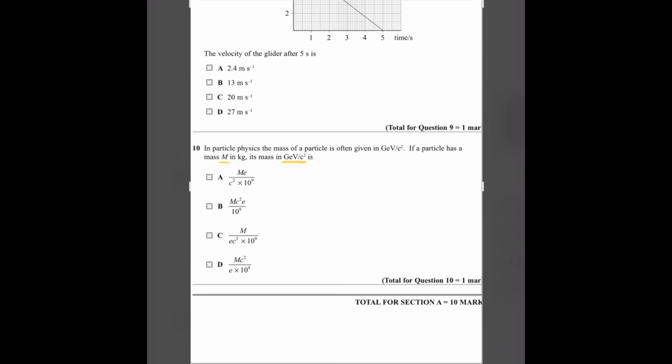So the rule is, to add a prefix, we divide. These are the prefixes. To remove a prefix, we multiply. So we have m. To add giga, we need to divide, so 10 to the power 9. To add electron volt, we also need to divide. To add c squared, we need to divide, but this is given in giga electron volt per c squared. So when we divide by c squared, we actually have the c squared at the top. So this is the answer, D.